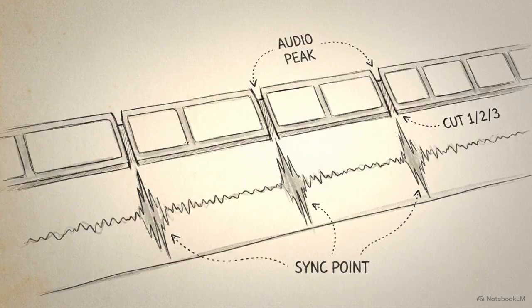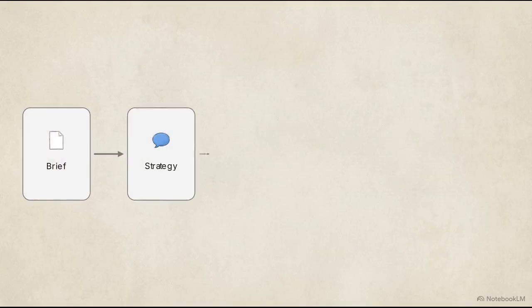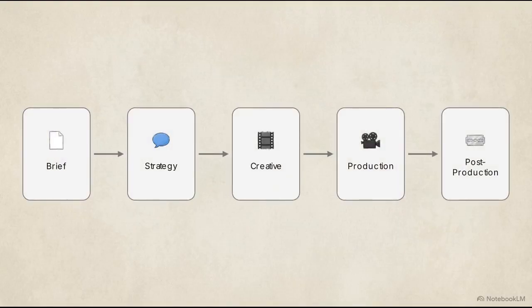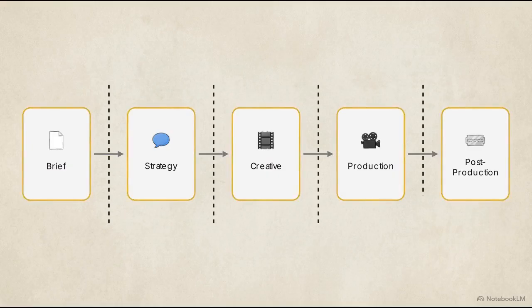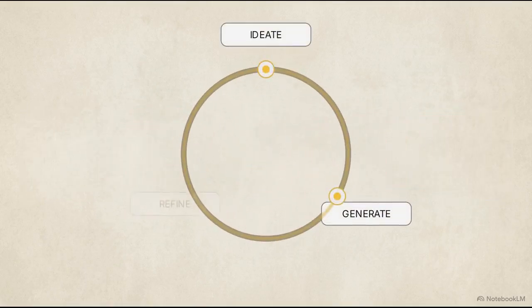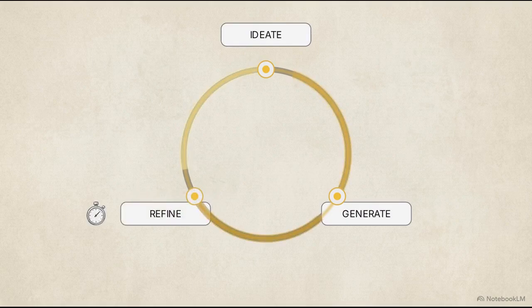The traditional production pipeline moved sequentially from brief to post-production. Each phase was isolated and expensive to revisit. Now, the linear model collapses into a continuous loop. Ideation, generation, and refinement overlap in a fast, ongoing cycle.